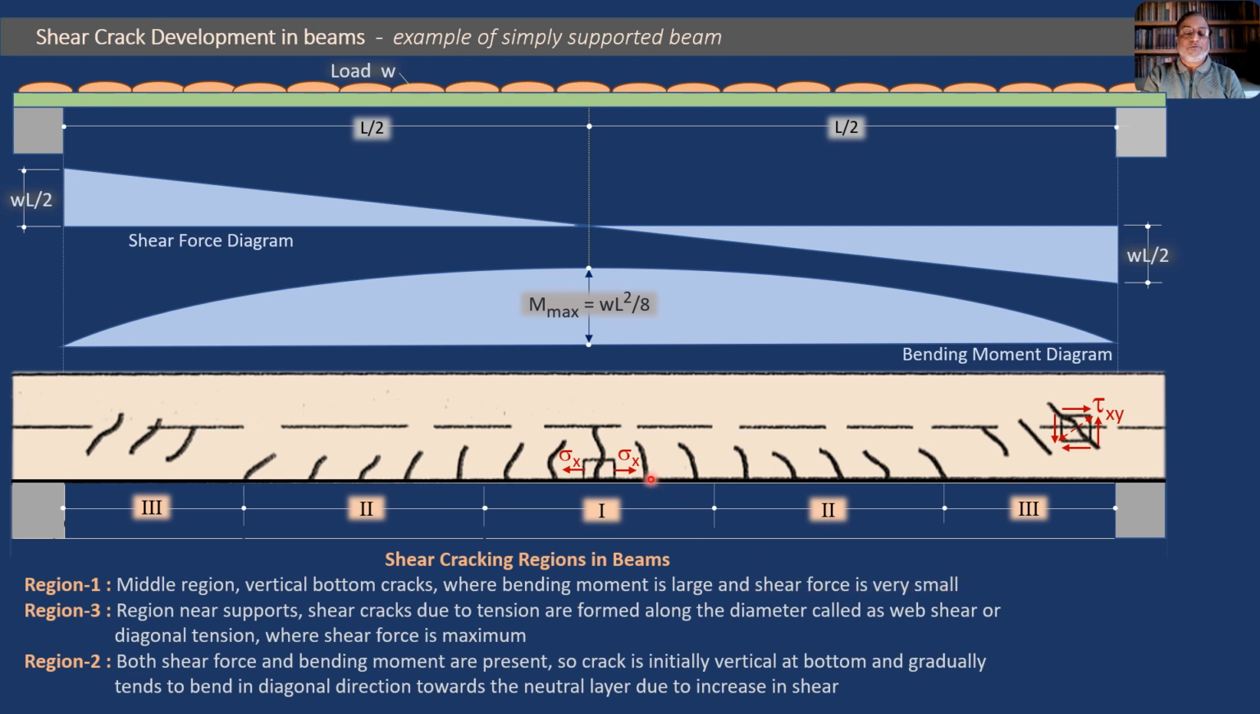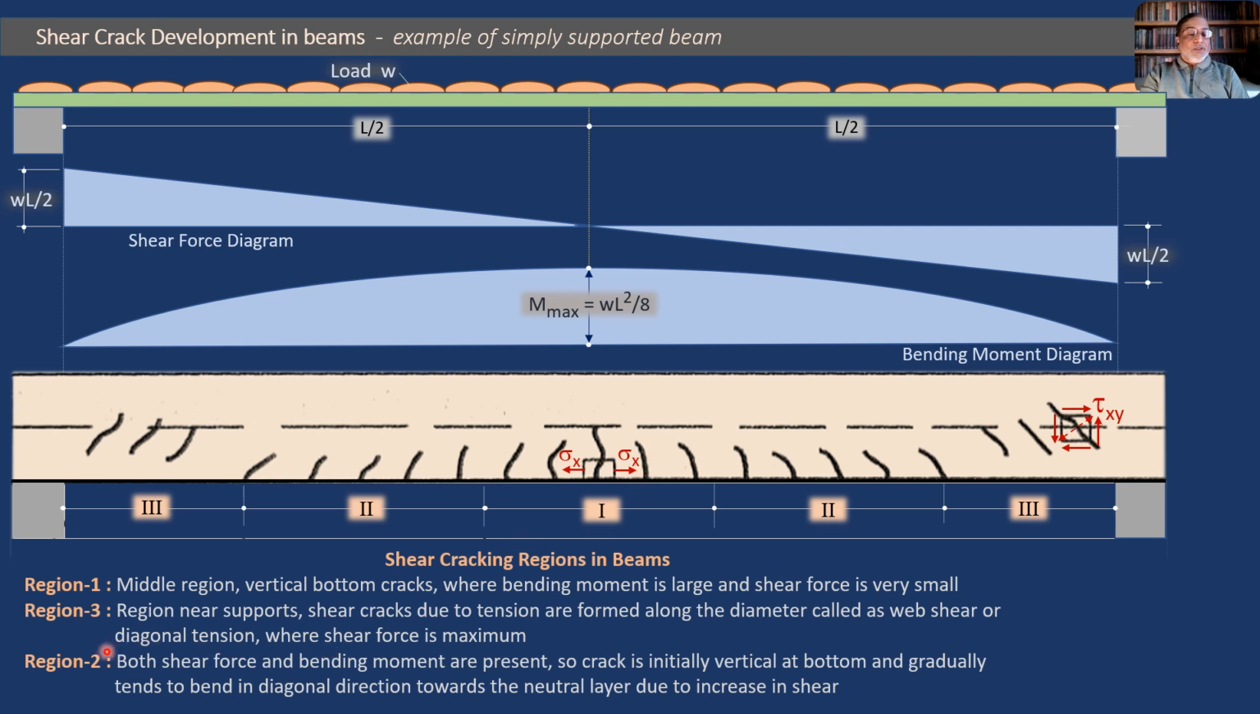Theoretically, at this point shear force is 0, but in the region, the shear force will be gained slightly, right? So there will be a slight increase in shear force from 0 as we go from here or there. So this is the description of region 1, that the bottom and vertical cracks are here.